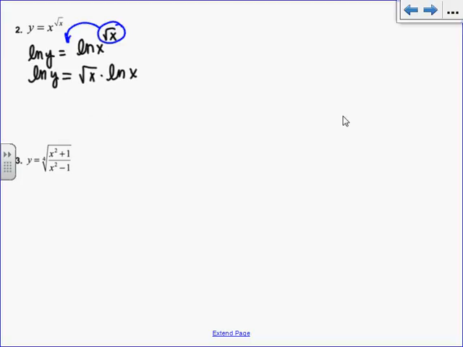So I have 1 over y dy over dx equals square root of x times the derivative of natural log of x, 1 over x, plus, what's the derivative of square root of x? 1 over 2 root x, or 1/2 x to the negative 1/2. And then natural log of x, like that.